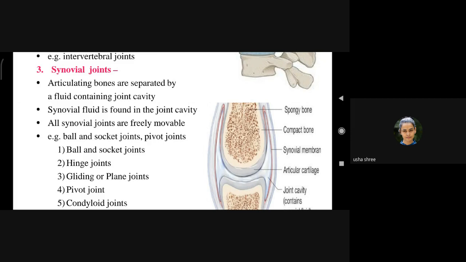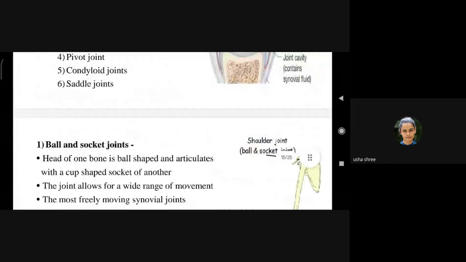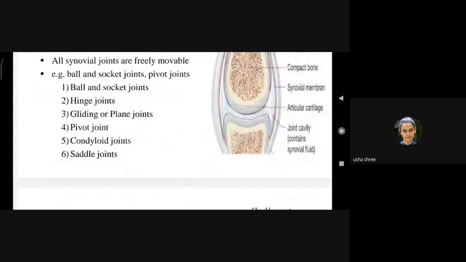All synovial joints are freely movable. For example, ball and socket joints, pivot joints, hinge joints, gliding or plane joints, condylar joints, saddle joint. So these are the 6 types of synovial joints.